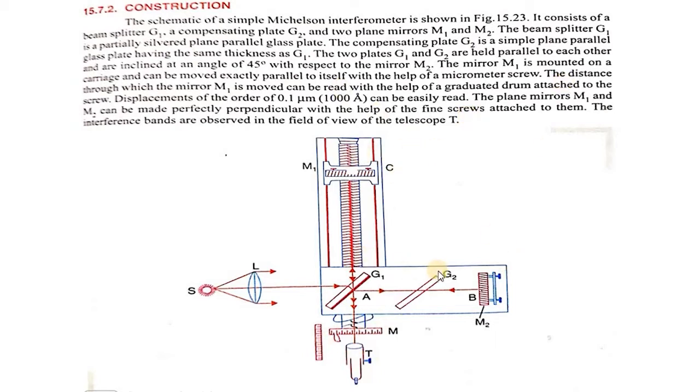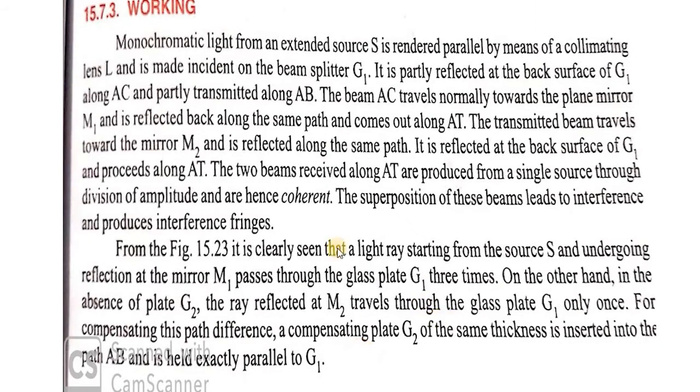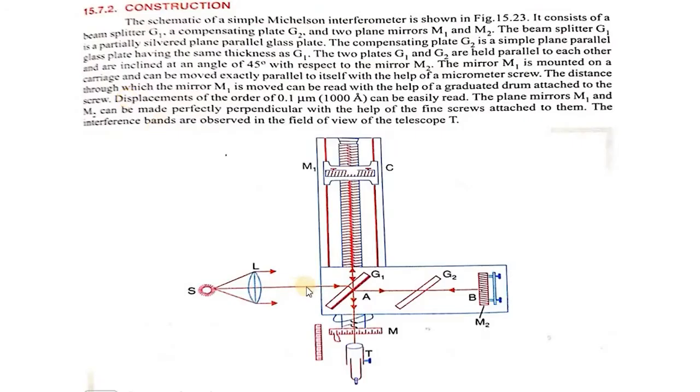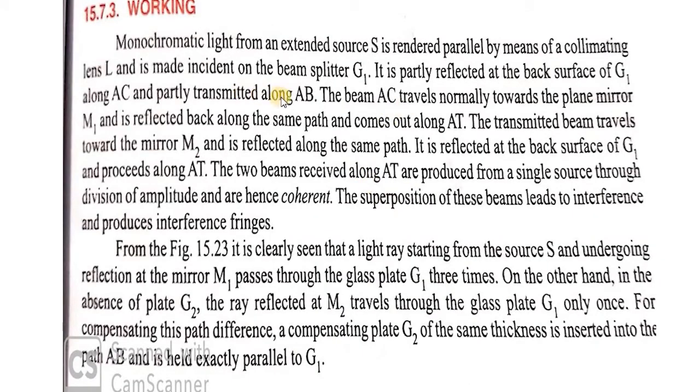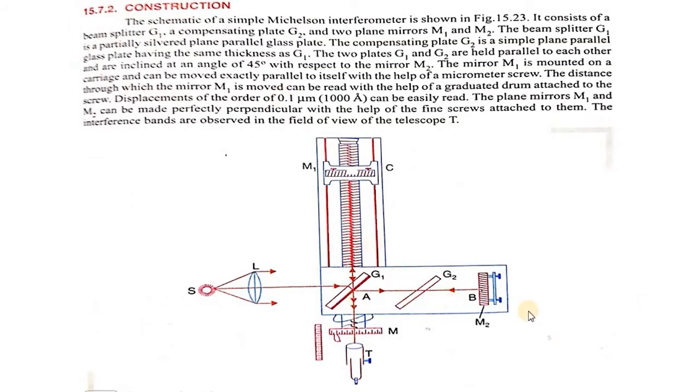2 mirrors, 2 glass plates, 1 source, 1 lens. Motion of the mirrors M1 and M2 can be adjusted, and a telescope to view the interference bands. So the monochromatic light from an extended source S is rendered parallel with the help of a collimator lens, and it is made to be incident on the beam splitter G1. It is partially reflected at the back surface of G1 along the ray path AC, and partly transmitted along AB.